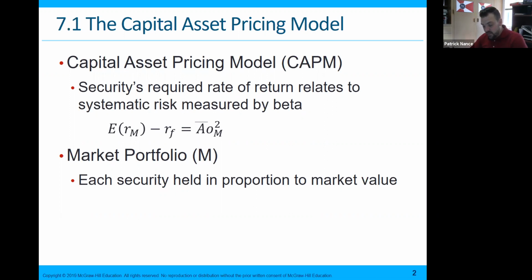And then we also are going to talk about market portfolio. When we talk about a market portfolio, we're talking about all of our securities being held in proportion to their market value.